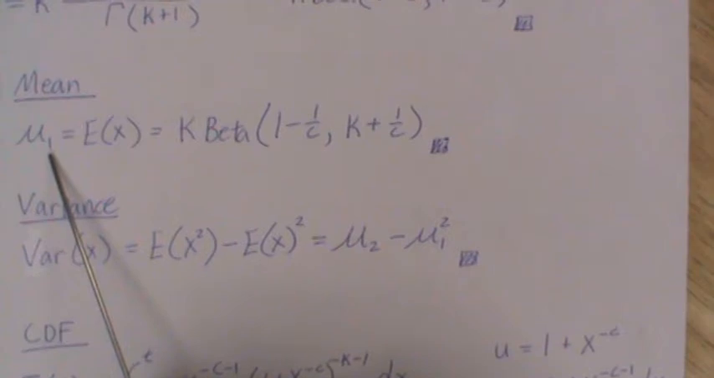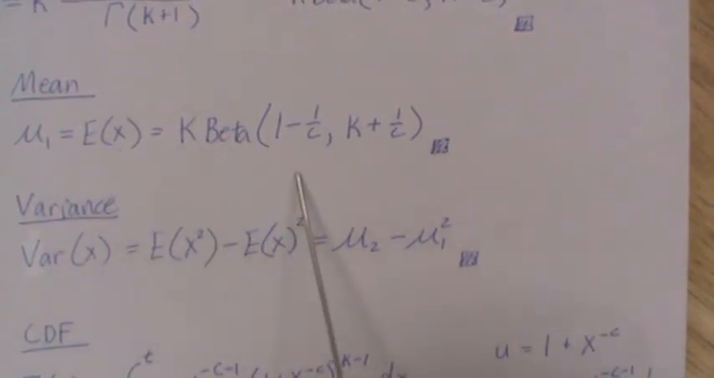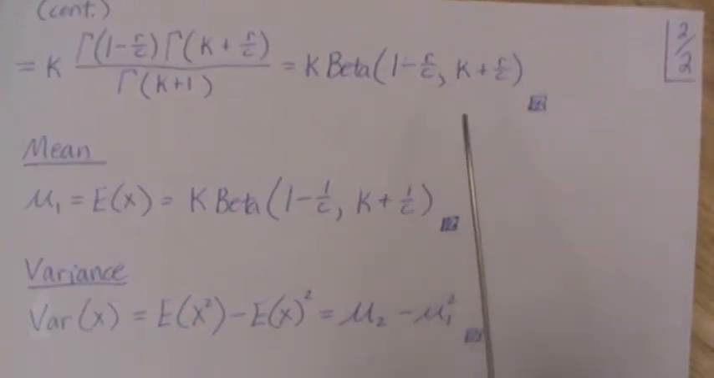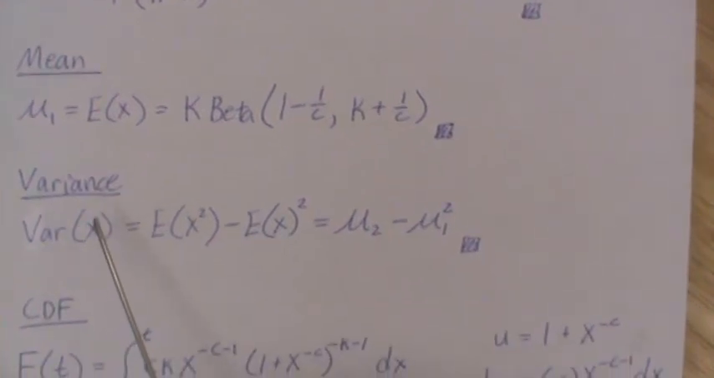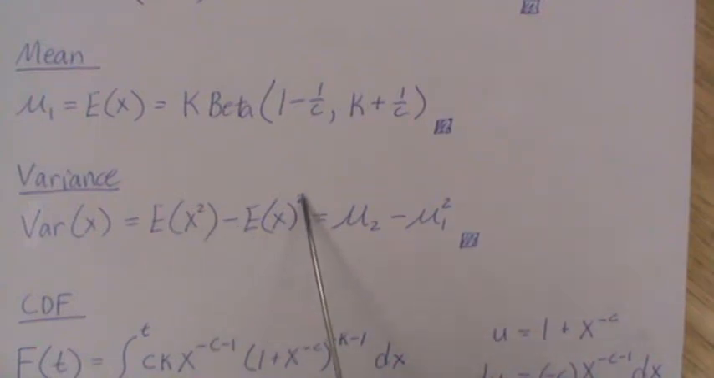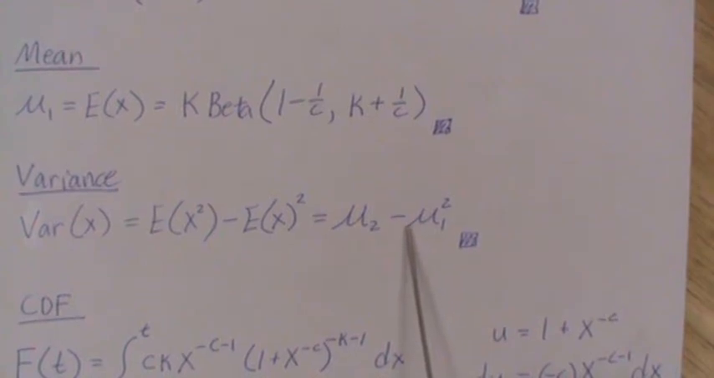So the first moment is the mean. So that's k times this beta function, where we put 1 right here in place of r. Then the variance of x is the expected value of x squared, the second moment, minus the first moment squared. So then we get this. Then it's easy to solve for that.